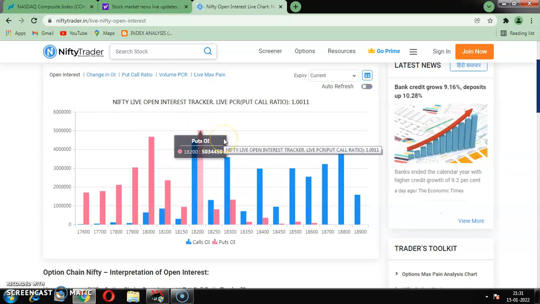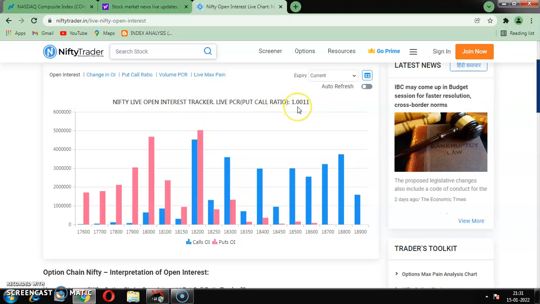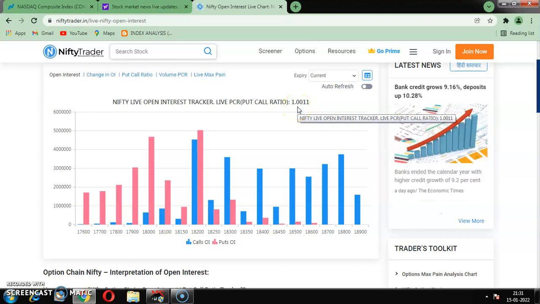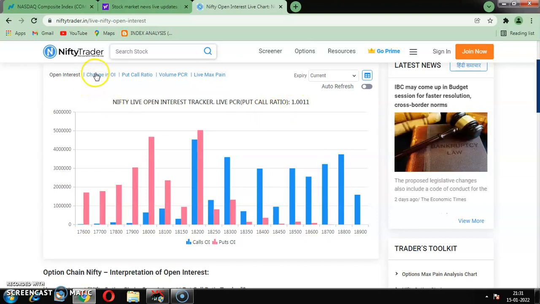Based on the option data, we can say the market is bullish, and this is the PCR. PCR is above 1. A PCR above 1 is known as bullish. Now let me go to the change in open interest.